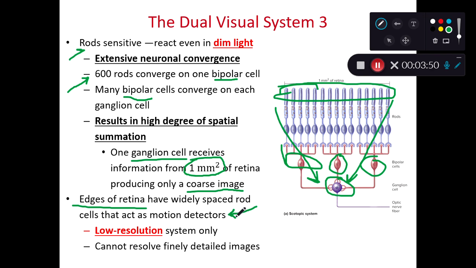Why do we have this? Why don't we have a high concentration of rod cells and cones over the entire retina? It has to do with processing. Processing all of these signals from the rods and cones eats up a lot of brain matter. It takes a lot of neurons in our brains to process this image.